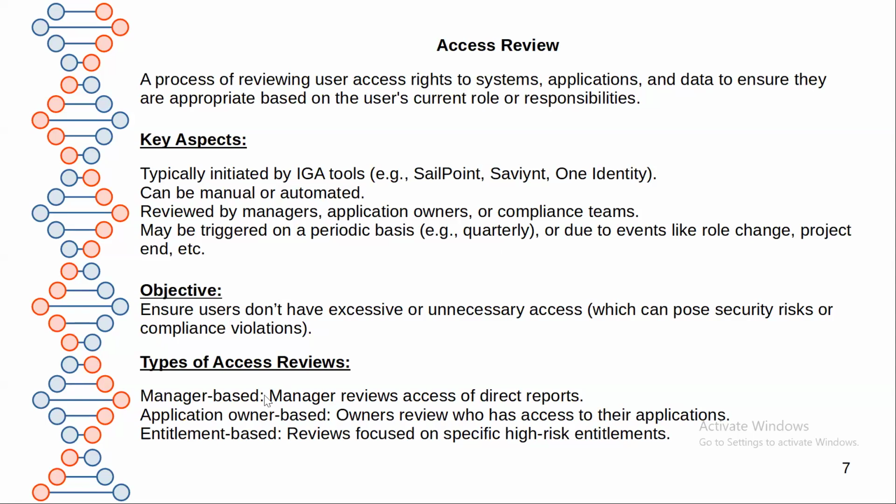Now again, majorly three types of access reviews can be done. It could be based on your manager, application based, or entitlement based. Entitlements are nothing but permissions. Based upon what permissions you have, a review can be done. Application: what accesses you have on the application. Or which applications you have access to. Or the manager reviews the list of all the direct reports, basically who is having access on what. So typically, this is what an access review is.